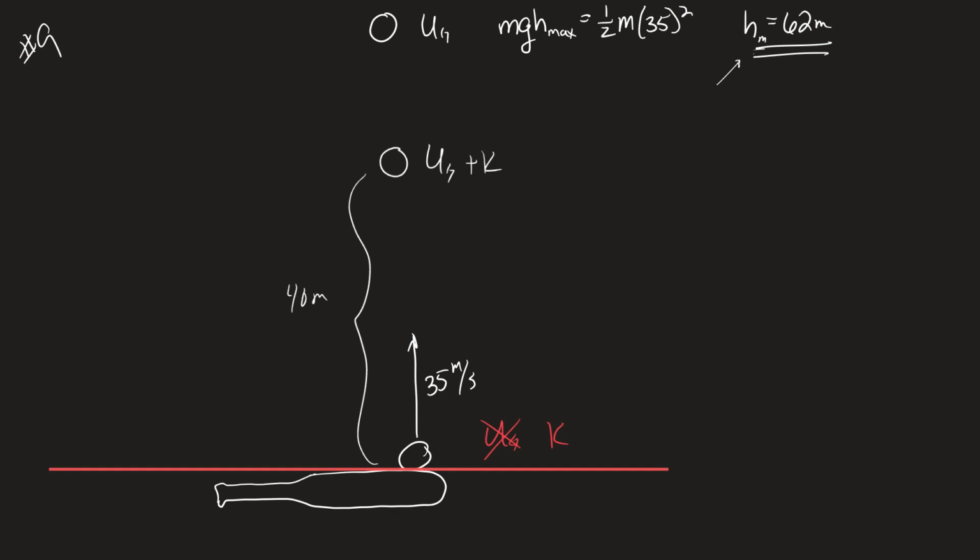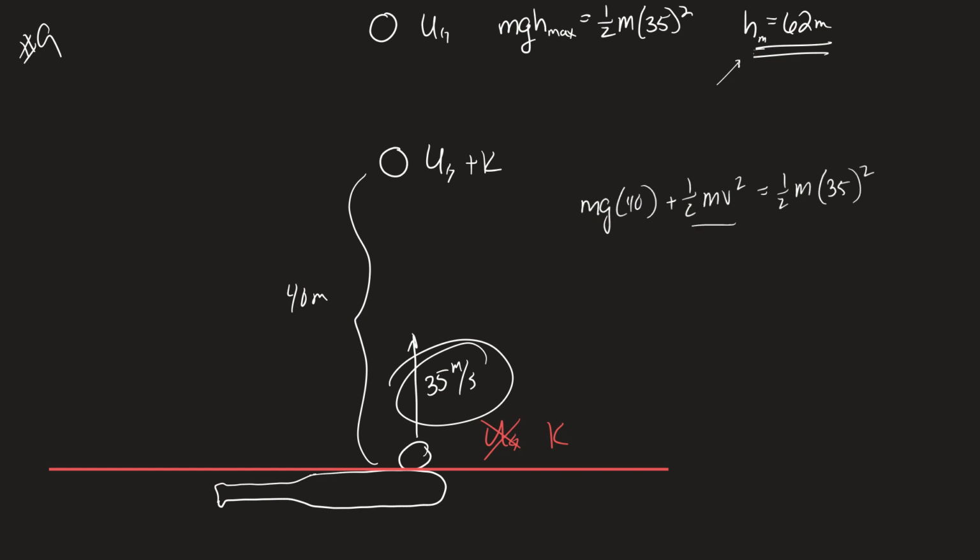But that means whatever energy is not gravitational potential is going to have to be kinetic. Well, that means mg times 40 plus 1/2 mv squared equals 1/2 m 35 squared. I'm still using this as my original amount of kinetic energy. I'm just now figuring out my new velocity. Is that enough? Yes. Alrighty, awesome.